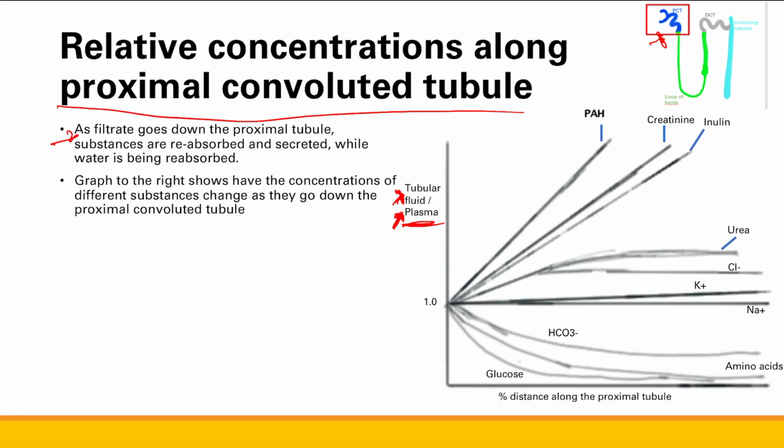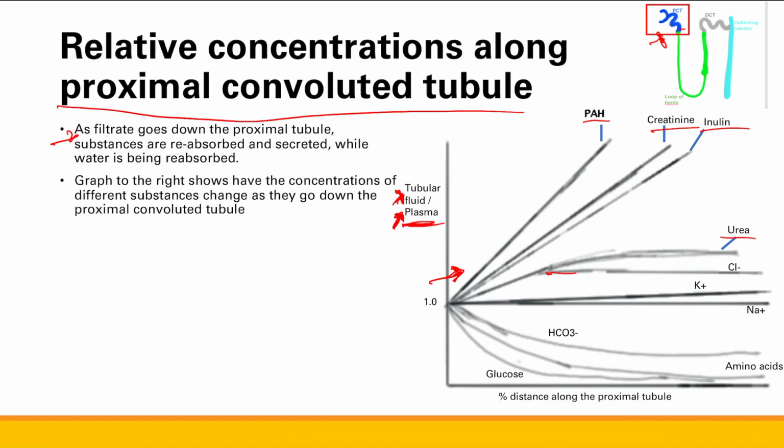So a positive slope means that the concentration has increased. And you can have an increased concentration as you go further down the tubule for two reasons. One, it's being secreted, so there's more in the lumen, so increased concentration. The other reason is it's being reabsorbed less quickly than water, because water is being reabsorbed too. So if it's being reabsorbed but not as quickly as water, then concentration still goes up. So the ones that have increased slopes, which means that their concentration is going up, are basically PAH, creatinine, inulin, and urea.